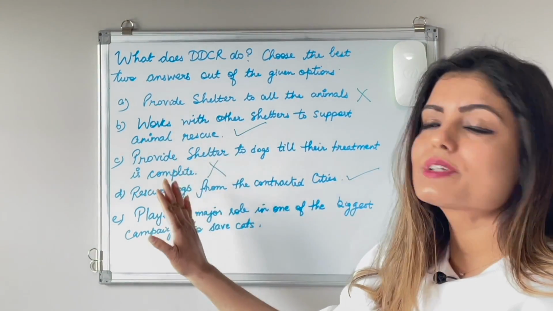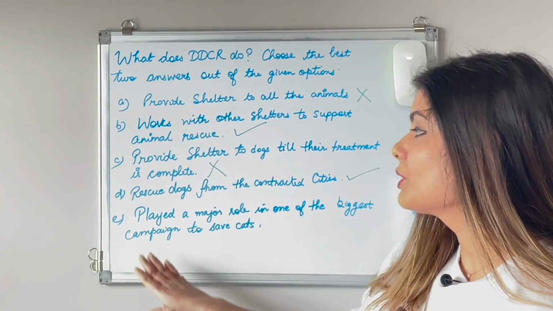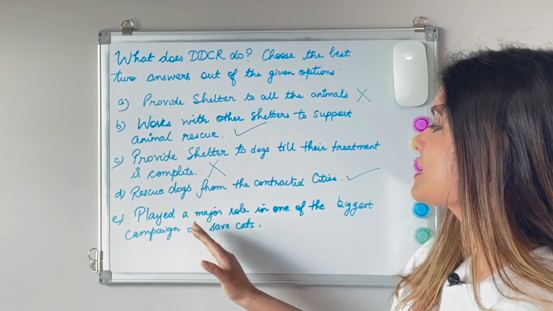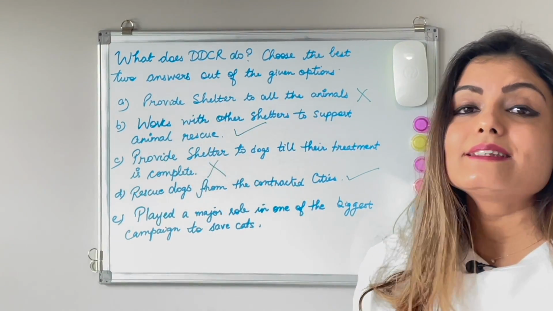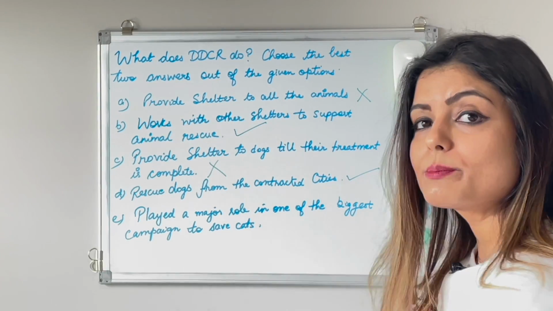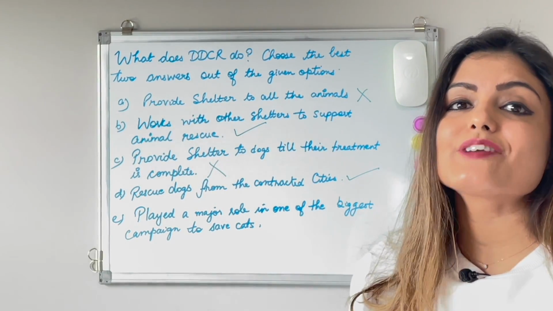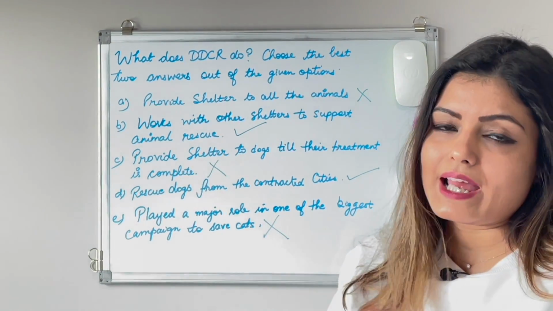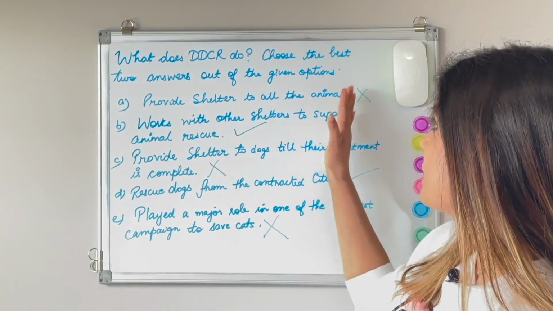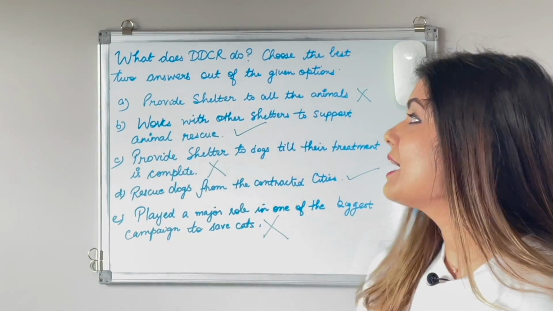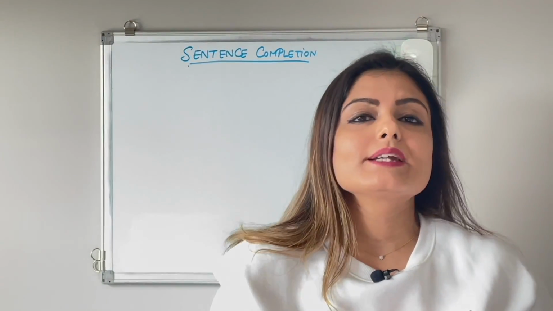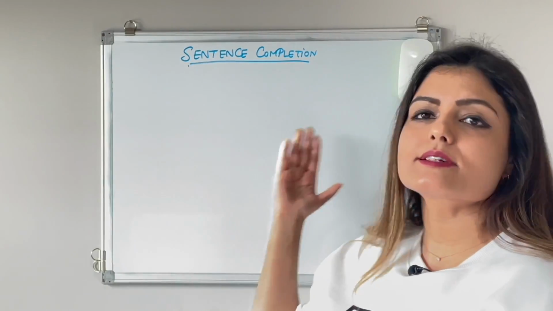Just to be double sure that what we chose was the correct answer, we will go through the option E as well. Played a major role in one of the biggest campaign to save cats. Well, it did play a major role in one of the biggest campaigns, but that campaign was to save cows and not cats. So of course this is also the wrong answer. So now since we are able to eliminate the wrong answers, we are now double sure that these two are the correct answers. Now we move on to our next question type, which is the sentence completion.